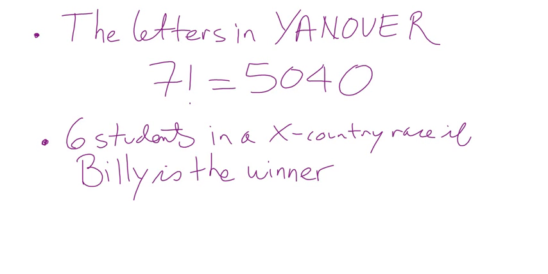So I could write down the 6 blanks, and I could say, I only have 1 Billy, and they're coming in first place. And then I have 5, 4, 3, 2, 1 students. Or we just think about it as, hey, Billy's done. I just have to arrange the other 5 people. And that happens 120 ways, right? Use 5 factorial.